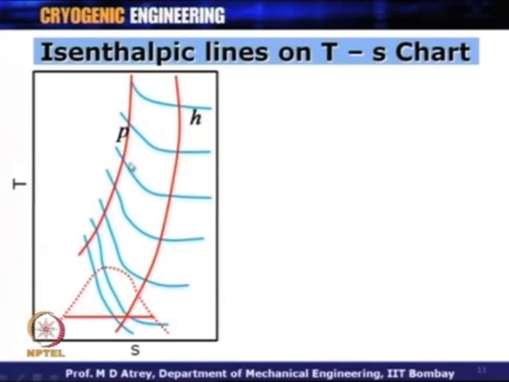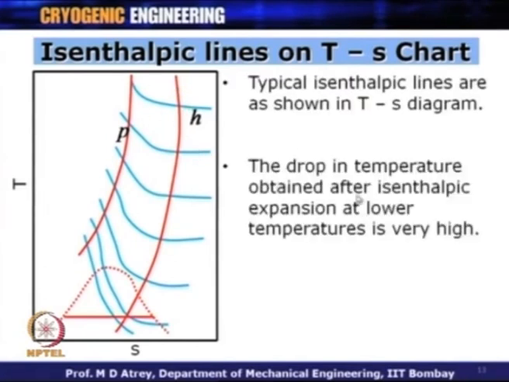It shows that the drop in temperature obtained after isenthalpic expansion at lower temperature is very high. So, if I expand the gas at lower and lower temperatures, I am going to get a bigger and bigger temperature drop if expanded isenthalpically. Why? Because as I come down and down, I am reaching a real gas state, I am going away from ideality, and therefore my JT expansion is going to be more and more prominent.